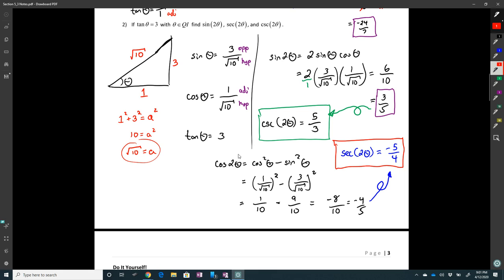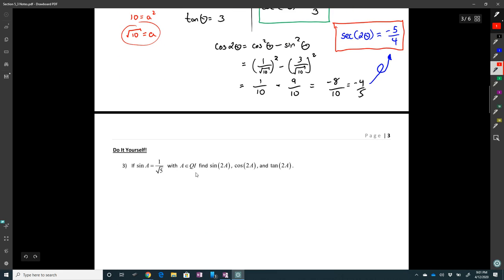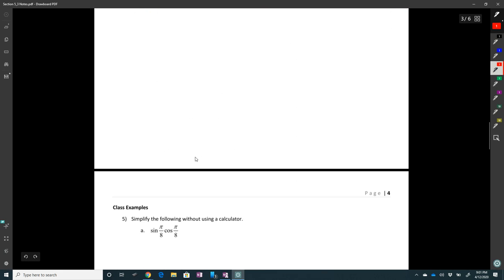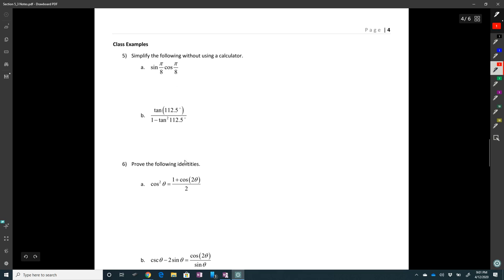All right. So the next page I have for you to do on your own. It's basically 2 examples like we just did. And now we're going to go to the proofs. All right. So simplify the following without a calculator. And be right back real quick.